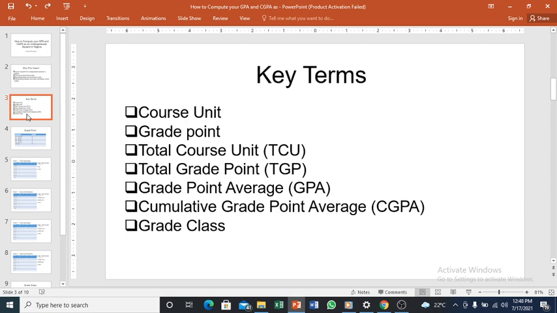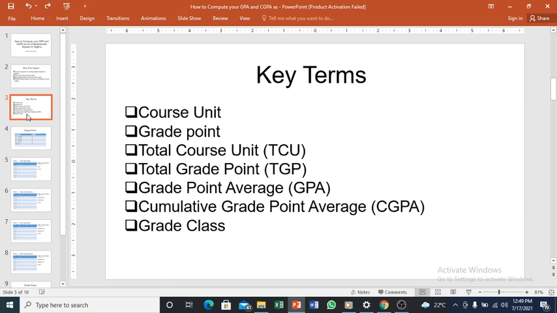So for all the courses you are offering, we look for the total course unit. And then total grade point has to do with the grade points. By the time we begin to compute grade point for each of the things that you got, what's the total that we come up with? I would explain that. So, grade point average.